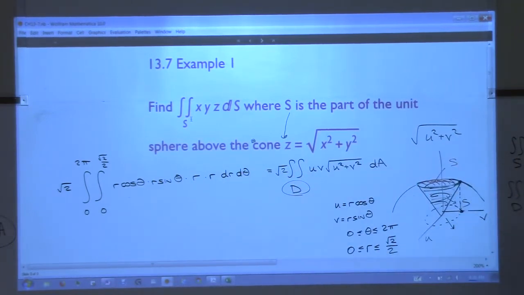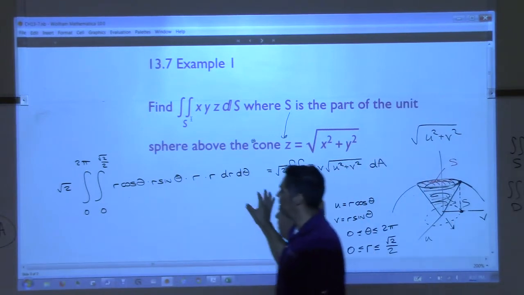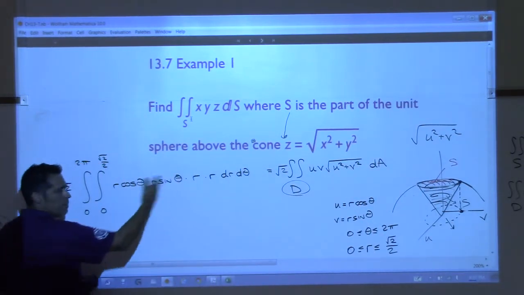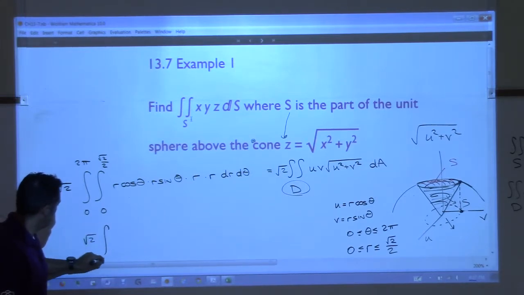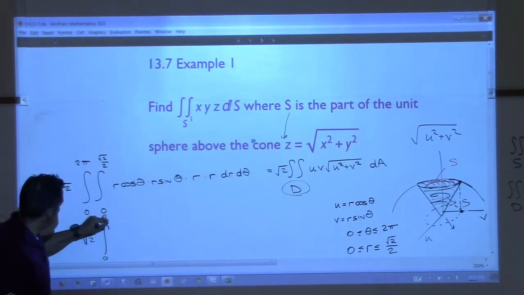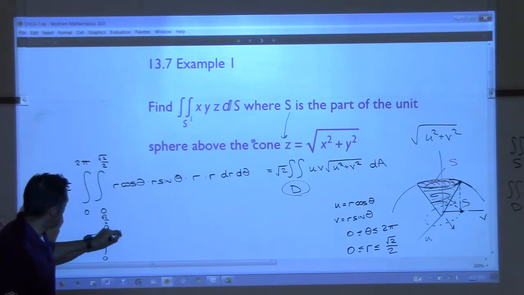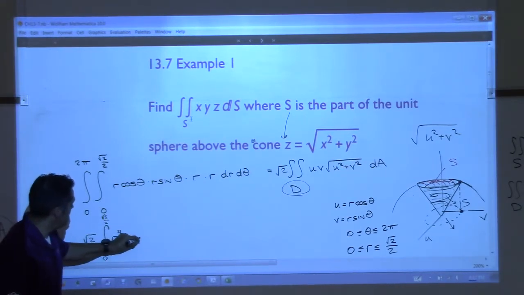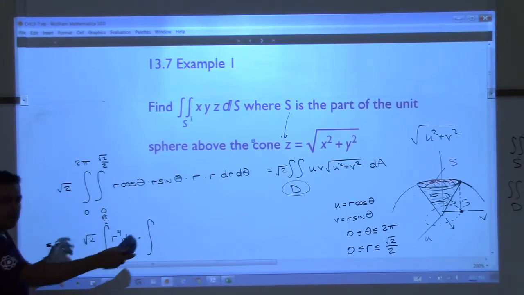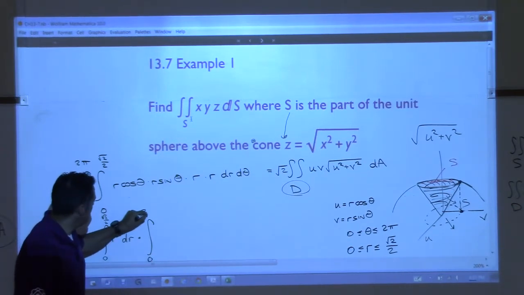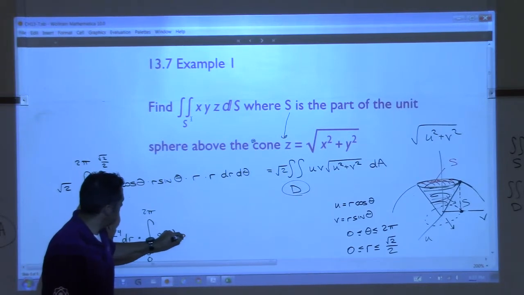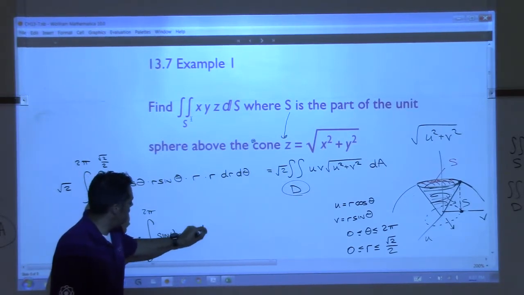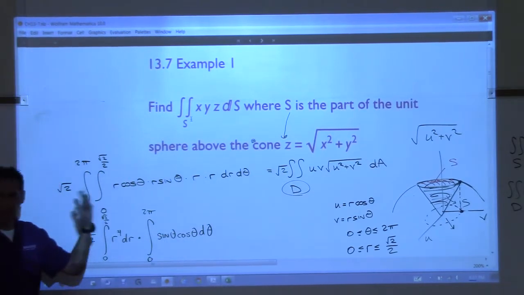And I think that's all within reason to be able to do this, because we're going to get r to the fourth power, right? Yes? So root 2 over 2 here, r to the fourth power dr, times, I'm going to split it because r and theta are separated, 0 to 2 pi sine theta cosine theta d theta. If we do that, we should get it.